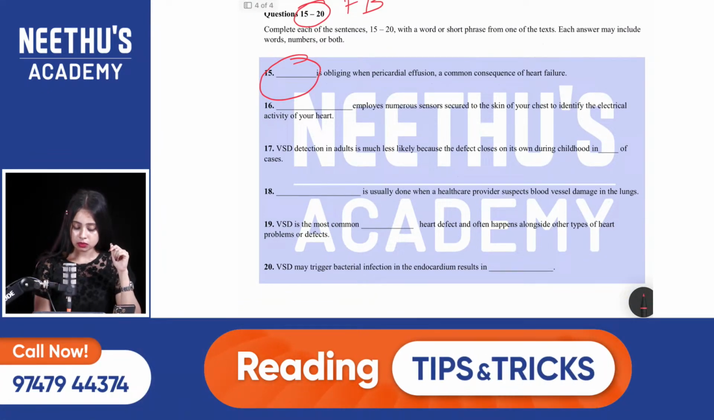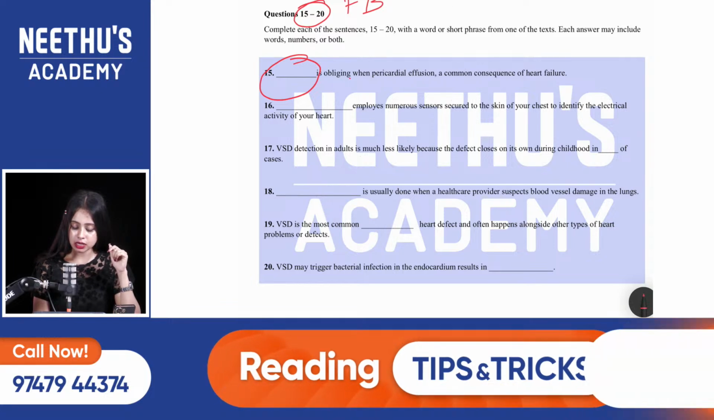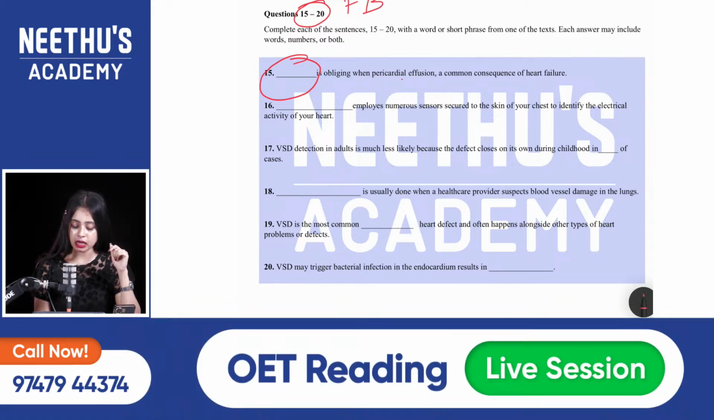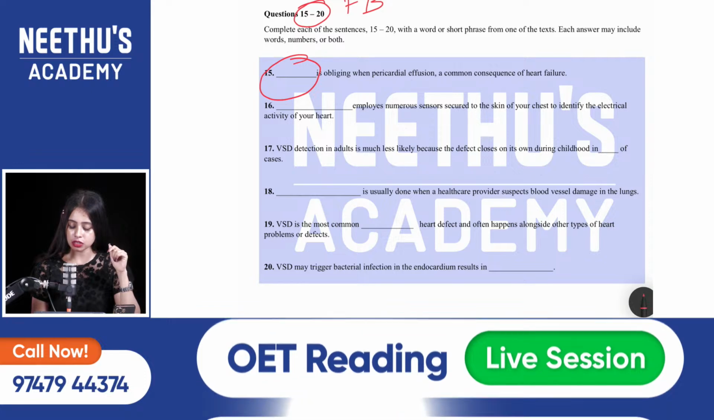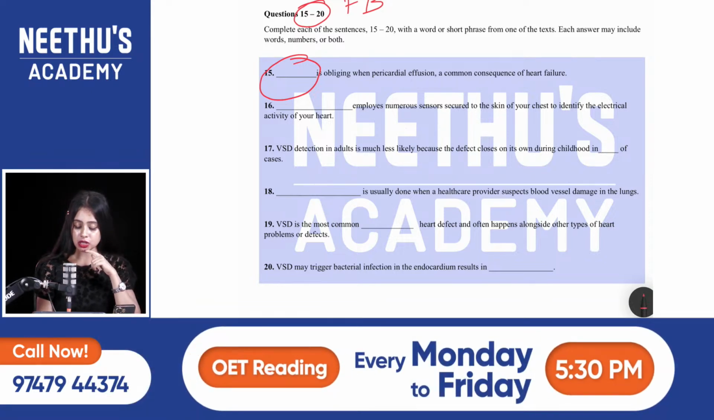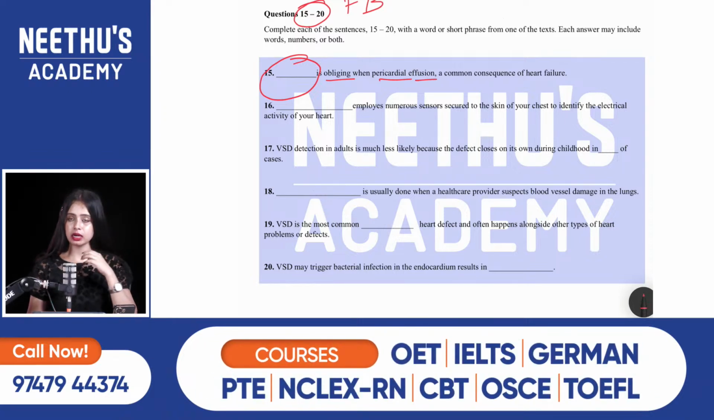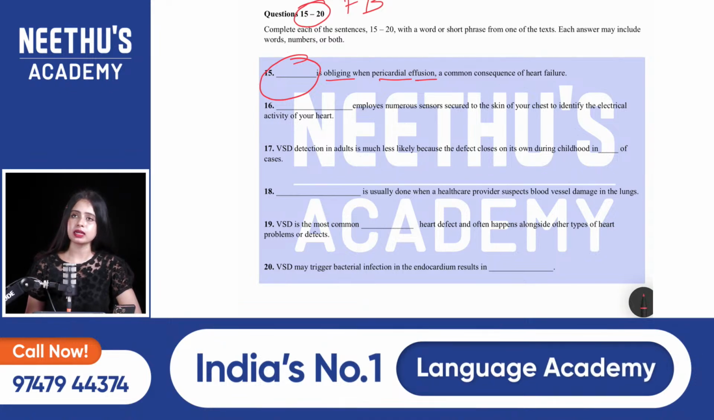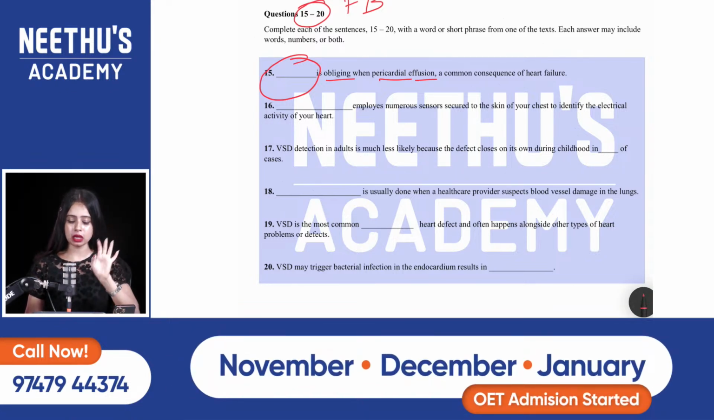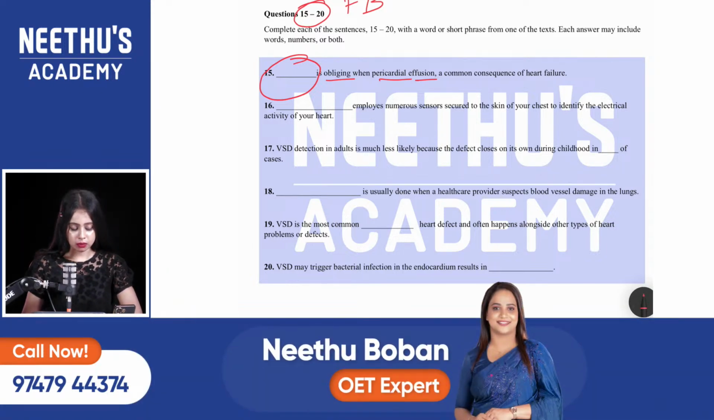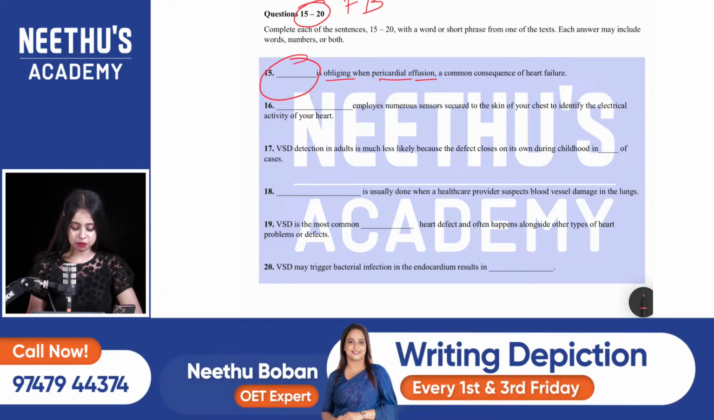15th one. Dash is obliging when pericardial effusion, a common consequence of heart failure. What is the correct answer? Obliging pericardial effusion. The word pericardial effusion is not mentioned in the paragraph, I know, because when I underlined the keywords, I haven't seen anything related to the word pericardial effusion. So what is the correct answer here? 15th one. What is the missing word here?